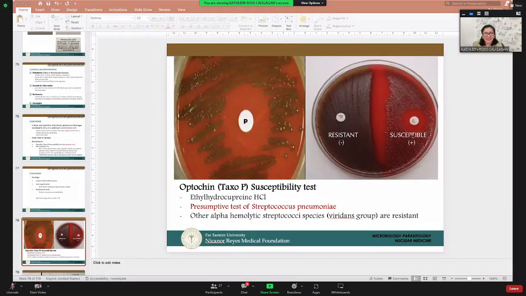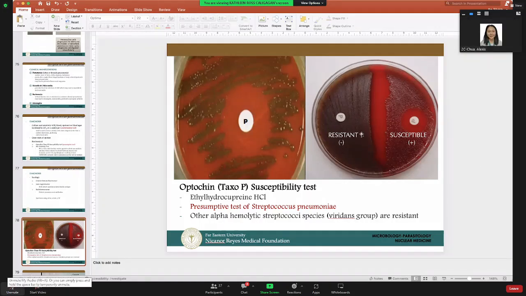So optochin test, are we on optochin? The zone of inhibition should be more than 14 millimeters. Do you still see my screen? Yes, okay. So the diameter of the zone of inhibition should be more than 14 millimeters to interpret it as susceptible. Less than that, resistant.